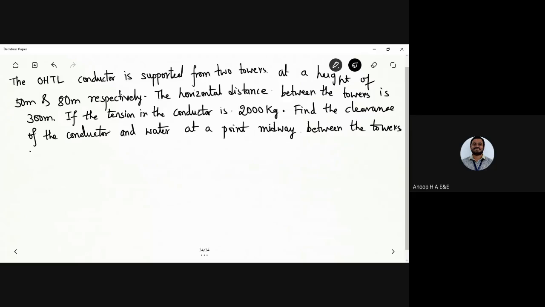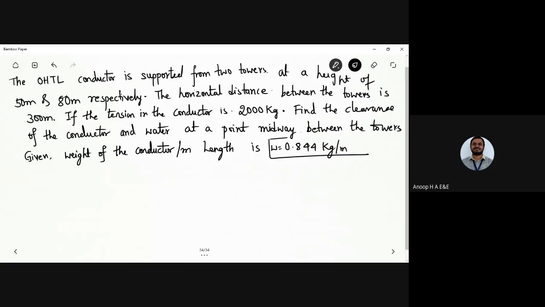Okay, given the weight of the conductor per meter length is 0.844 kg per meter. This is small w, which will be equal to 0.844 kg per meter.